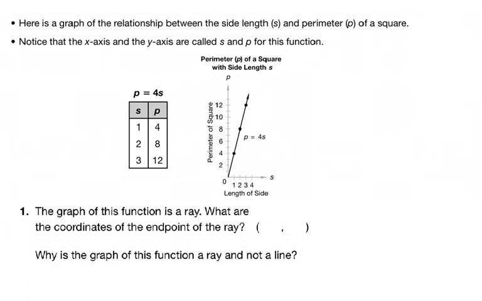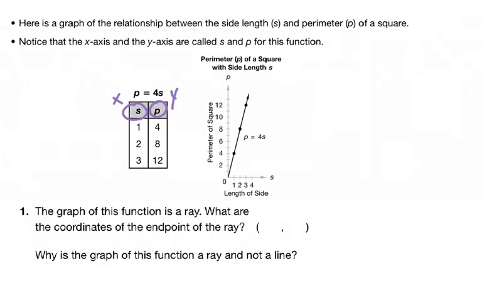So this is a graph of the relationship between the side length and the perimeter of a square. Notice that the x-axis and the y-axis are called S and P. So right here we have S for the x-axis and P for the y-axis, and it's always the left side is X and the right side is Y. And I remember it because X comes before Y in the alphabet, so X comes first. And so they've named it S and P, and that's okay.